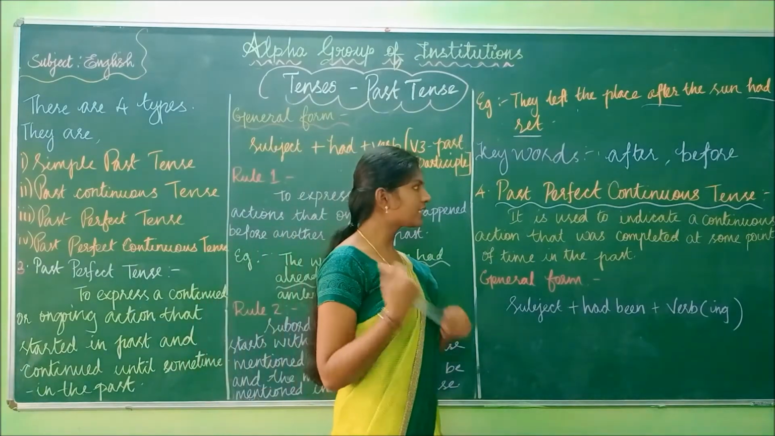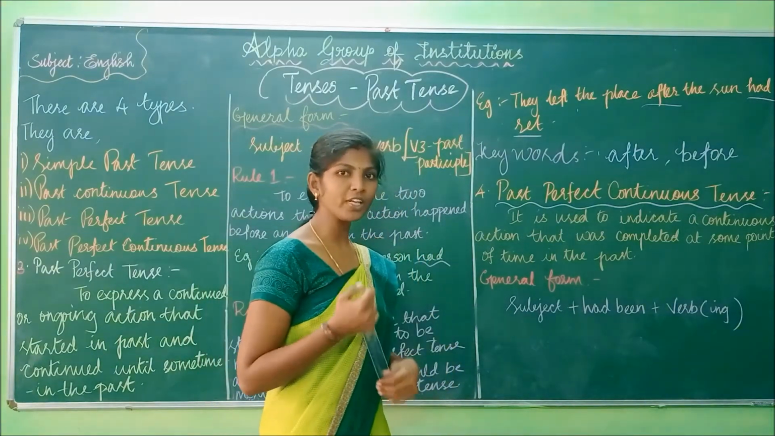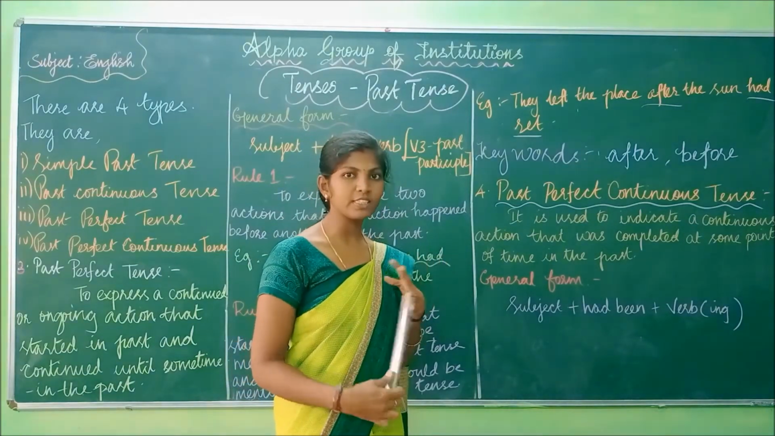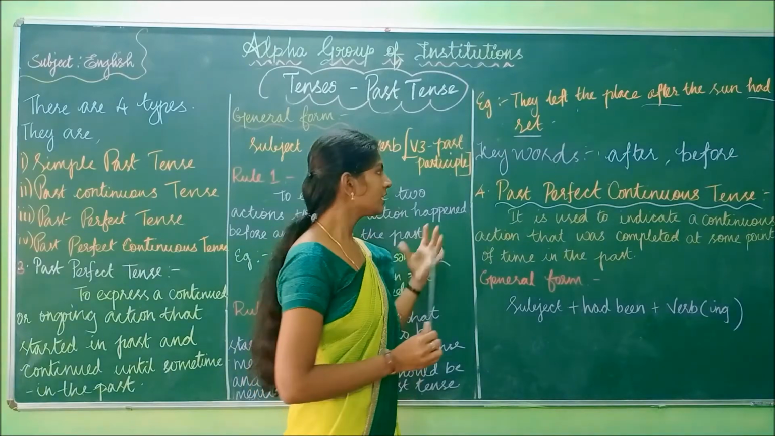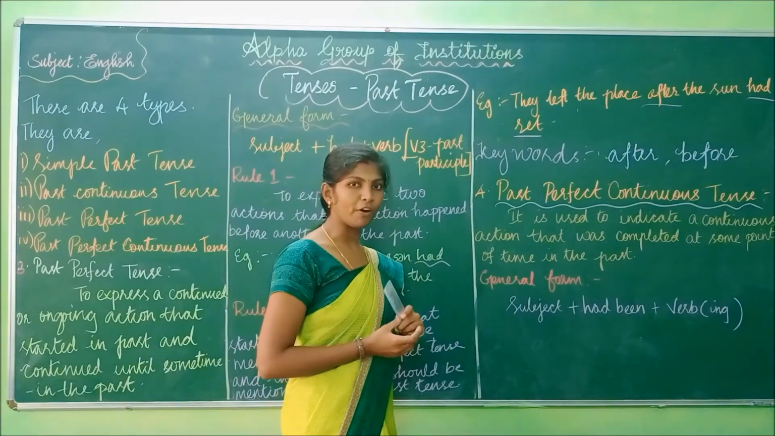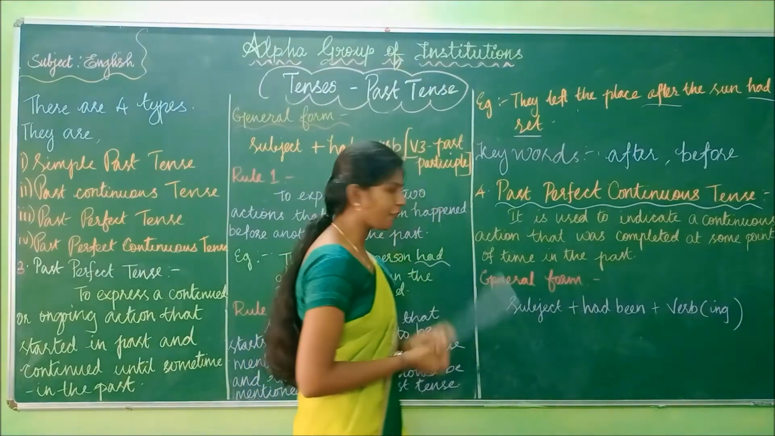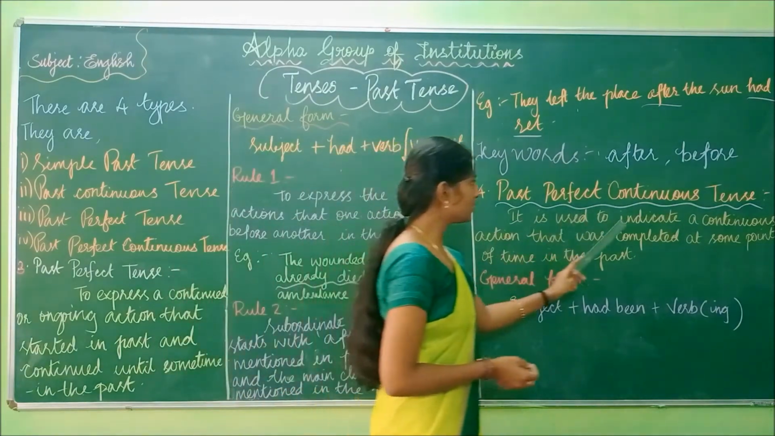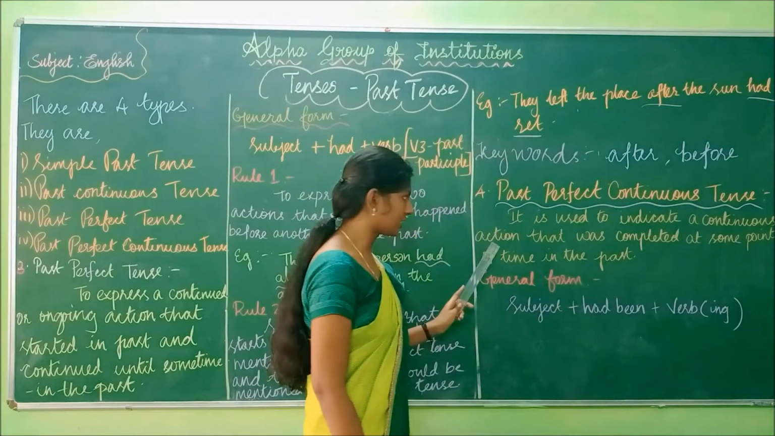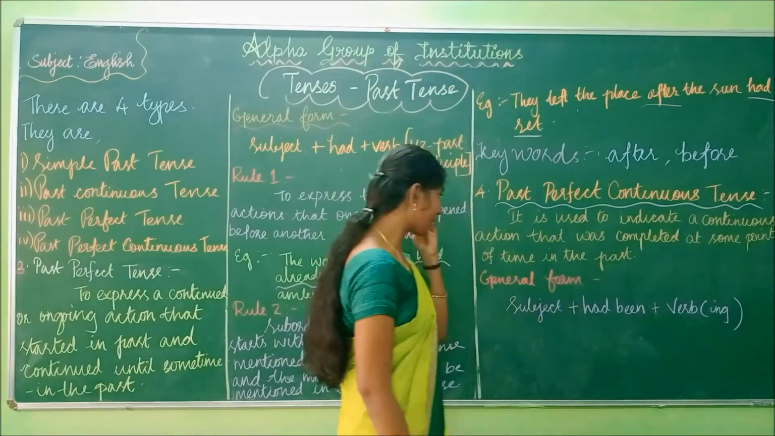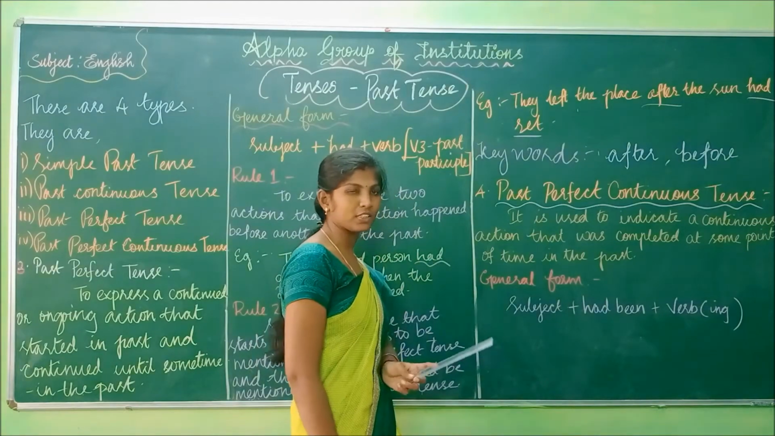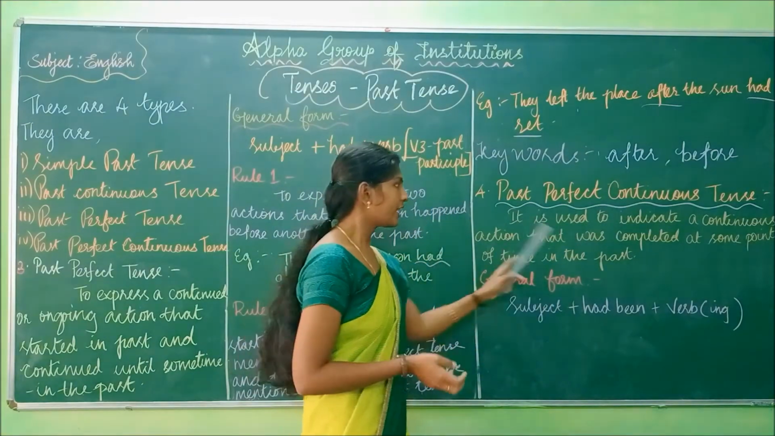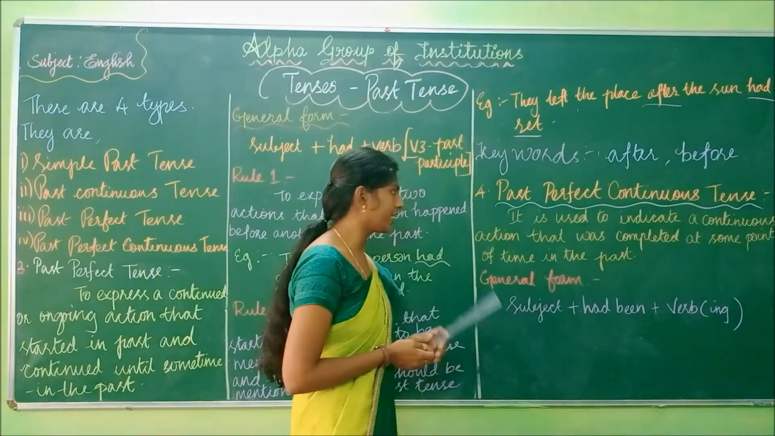Okay. So the next tense is the past perfect continuous tense. We have seen simple past tense, past continuous tense, and past perfect tense. Now we are going to see past perfect continuous tense. Let's see the definition. It is used to indicate a continuous action that was completed at some point in the past.